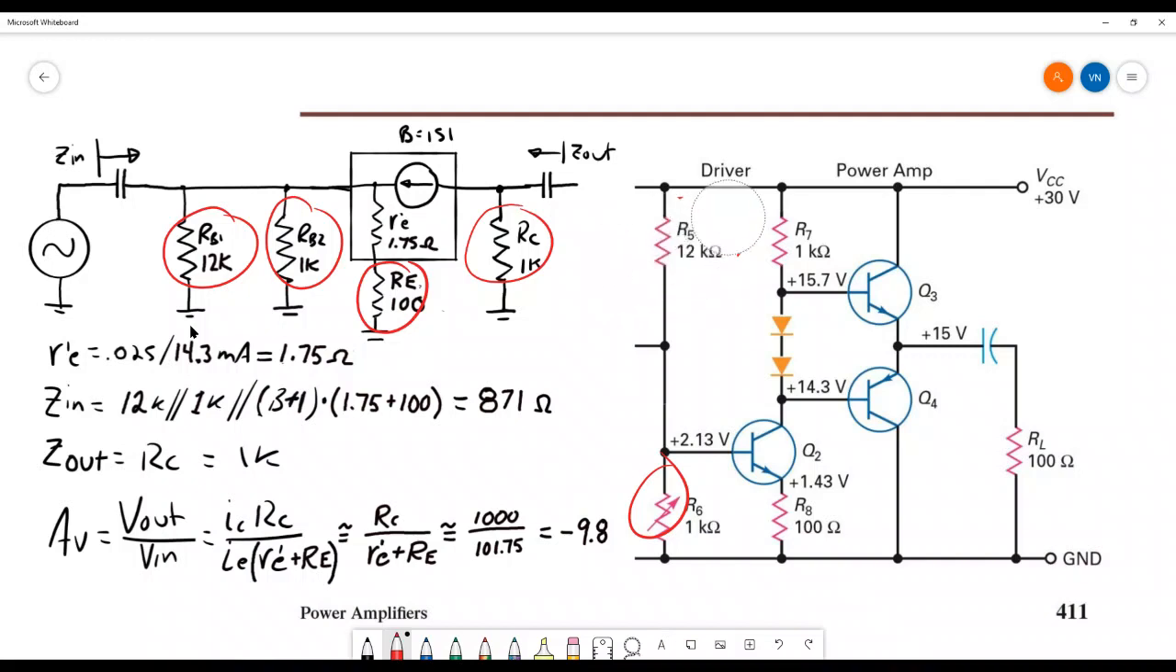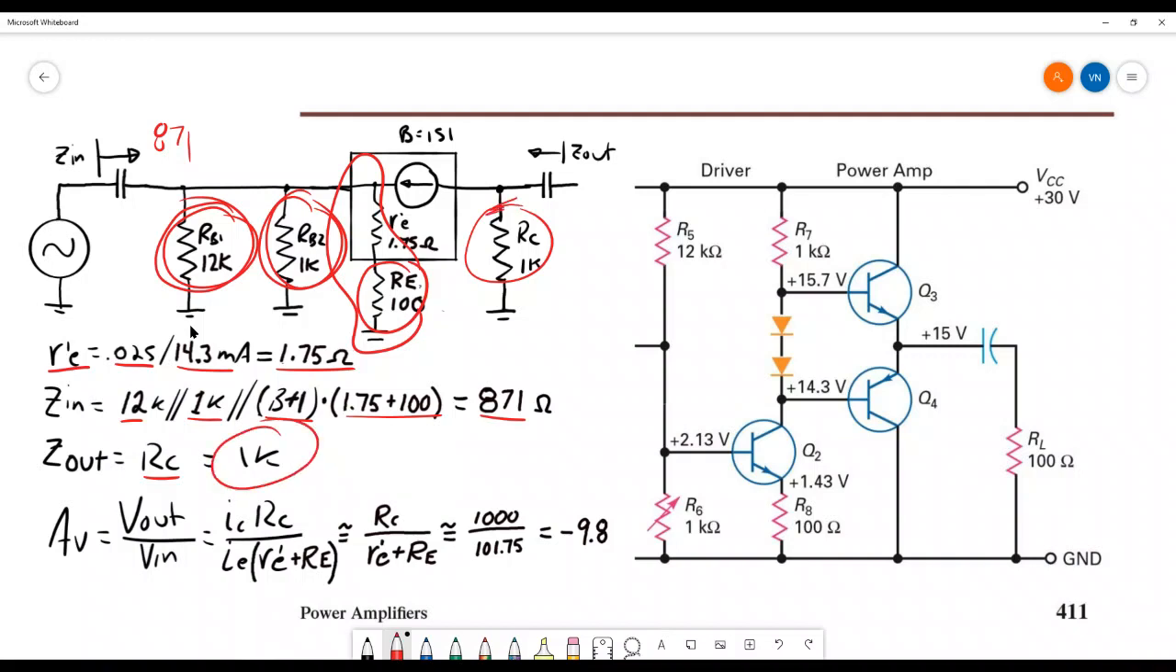So the AC values of this guy end up being, R prime E, 0.025 over 14.3 milliamps. That ends up being 1.75 ohms. Z in then is RB1. It's this resistor in parallel with this resistor in parallel with what's down this path multiplied by beta. So 12K parallel 1K parallel with beta plus 1 times 101.75. That comes out to 871 ohms for Z in. Z out. We stand here and we look back into the circuit, and what impedance do we see? We see RC. So Z out's 1K.